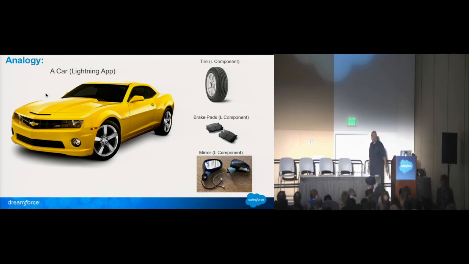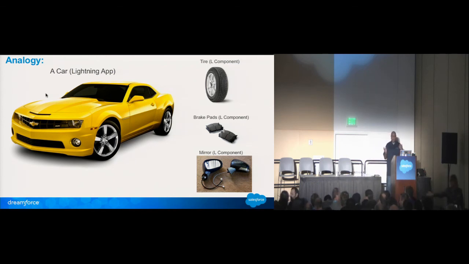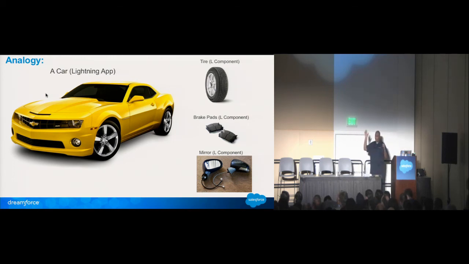Take, for example, a car. The car itself is not a single monolithic product. It has multiple components in it. For example, it has a tire, it has brakes, it has mirrors. All these are components. So in the Lightning world, the Lightning app is the car, and a Lightning component is a tire or a brake or a mirror. Whenever we say component, you should think of these tires or brake pads or mirrors.